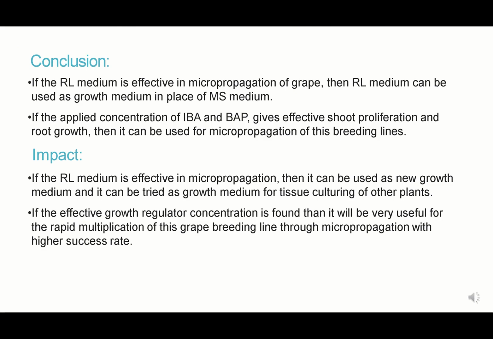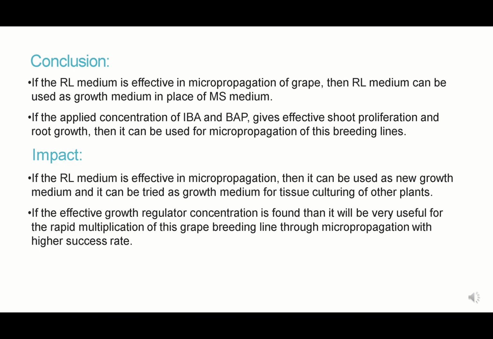Here comes the conclusion slide. If the oral medium is more effective than MS medium in the micropropagation of grape, then oral medium can be used as growth medium in place of MS medium. If the applied concentrations of IBA and BAP give effective shoot proliferation and root growth, then they can be used for micropropagation of this breeding line.